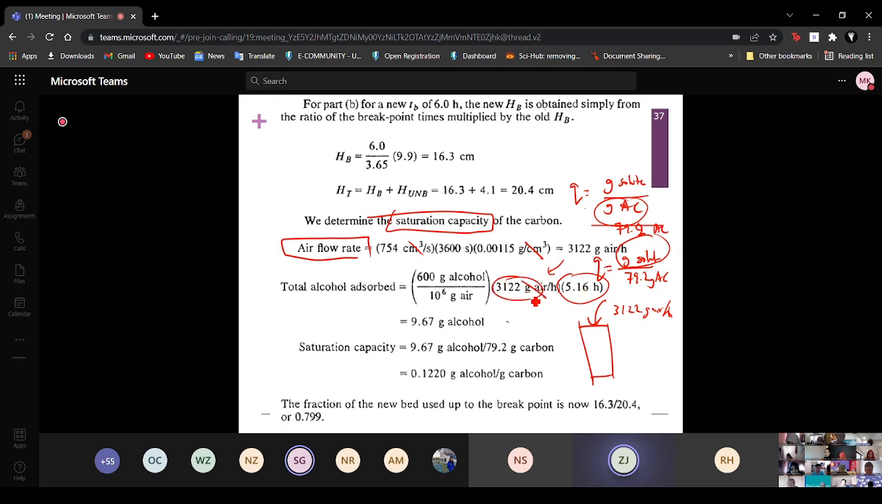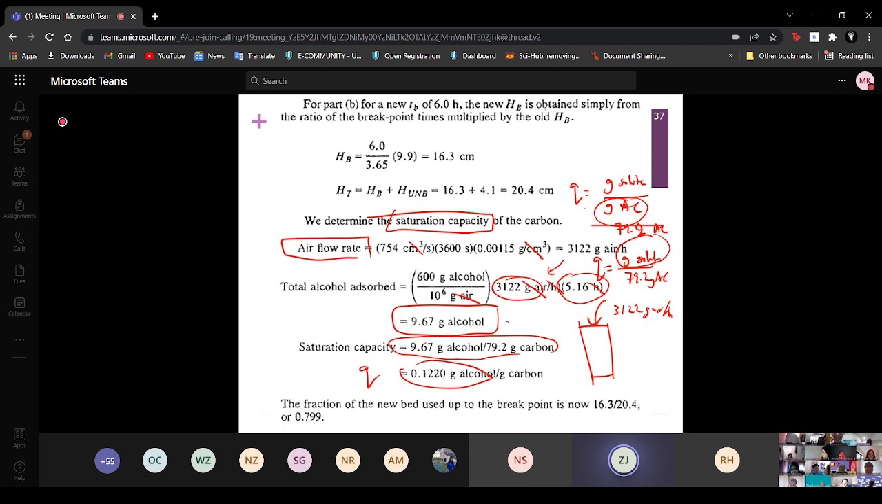So if you cancel out the unit, the hour is cancelled, then you get the mass of alcohol that is being supplied to the column. So mass is about 9.67 gram of alcohol. So you dah dapat lah berapa total mass yang supply. So saturation capacity 6.97 gram bahagi dengan 79.2 kilo of carbon lah. So you get 0.122 gram alcohol per gram carbon. Okay, this is your punya saturation capacity.